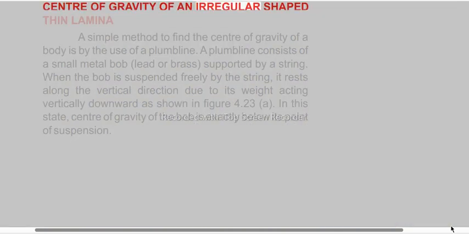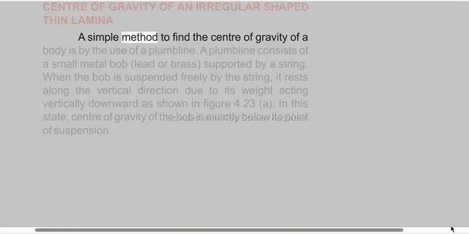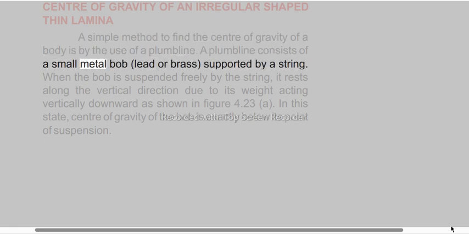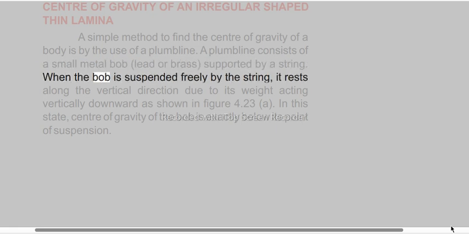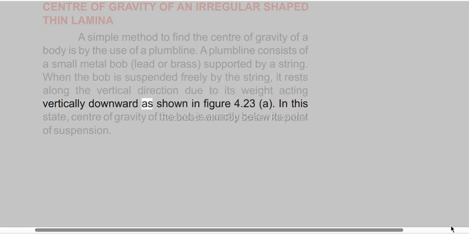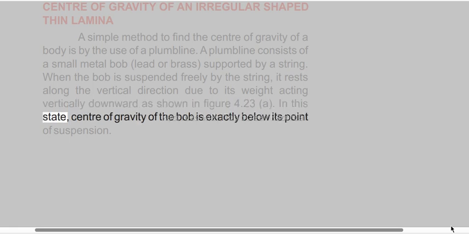Center of gravity of an irregular shaped thin lamina. A simple method to find the center of gravity of a body is by the use of a plumb line. A plumb line consists of a small metal bob, lead or brass, supported by a string. When the bob is suspended freely by the string, it rests along the vertical direction due to its weight acting vertically downward, as shown in Figure 4.23, A. In this state, the center of gravity of the bob is exactly below its point of suspension.